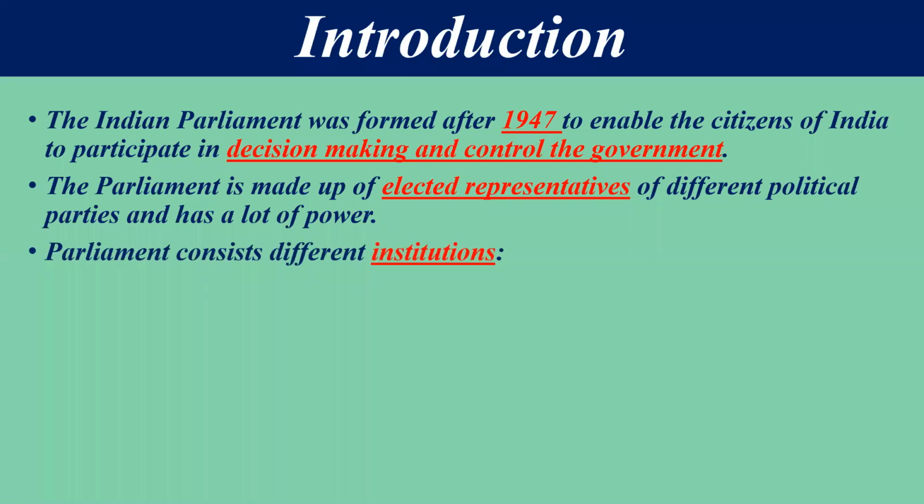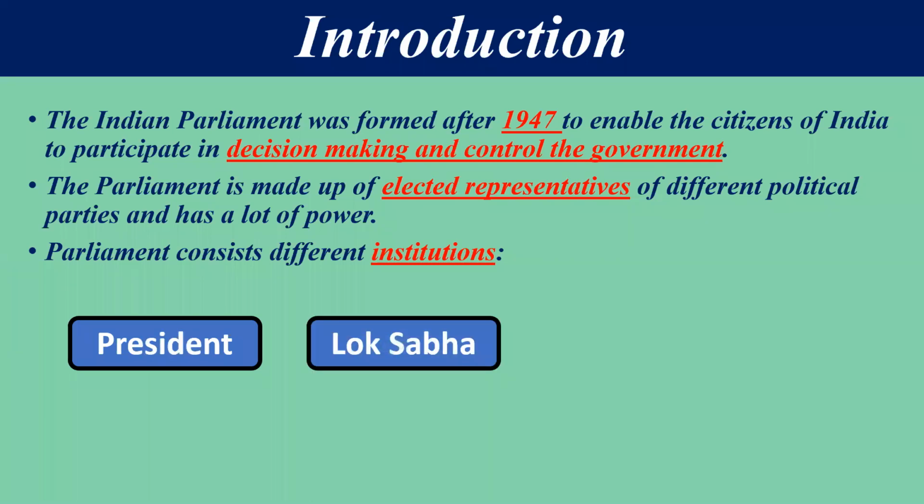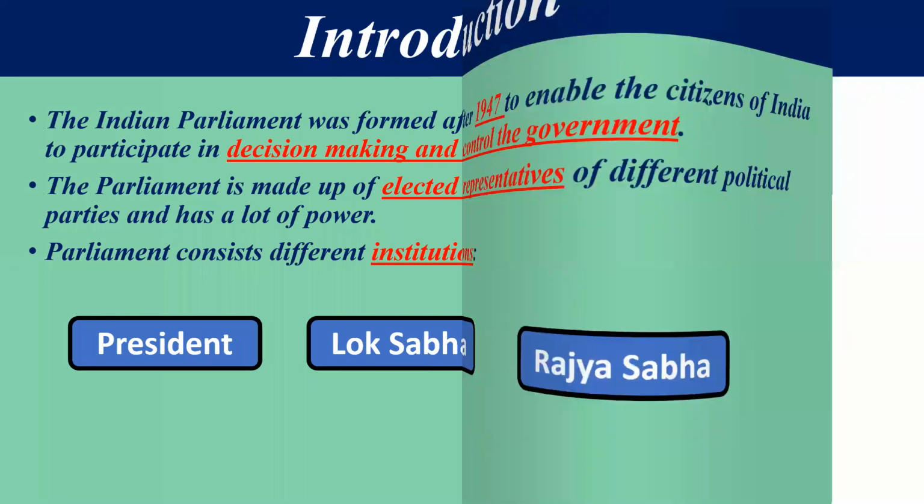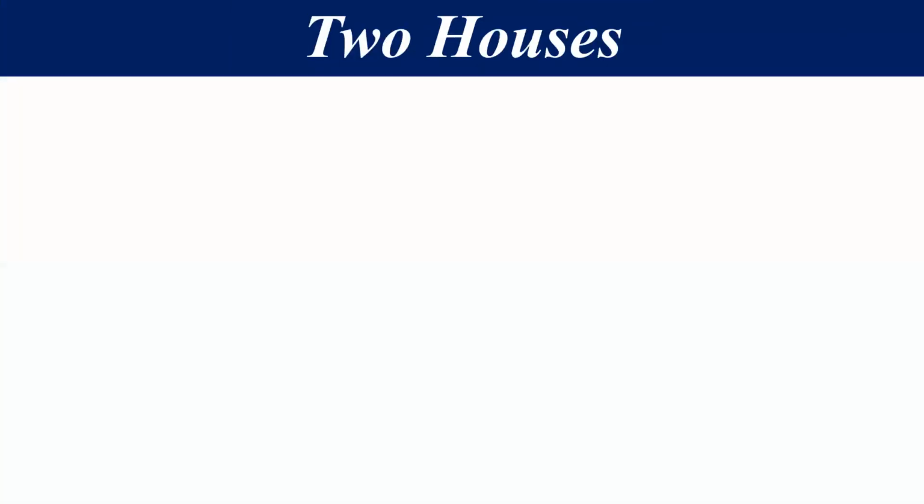So dear students, if we think about parliament, this parliament consists of different institutions. The first one is the President, which is an institution. The second one is Lok Sabha, and the third one is Rajya Sabha, right? So these are the institutions in the parliament, and these institutions play an important role in the functioning of the democratic government, right?